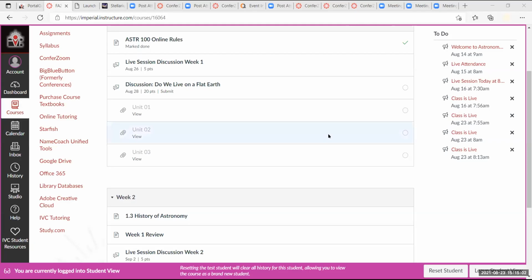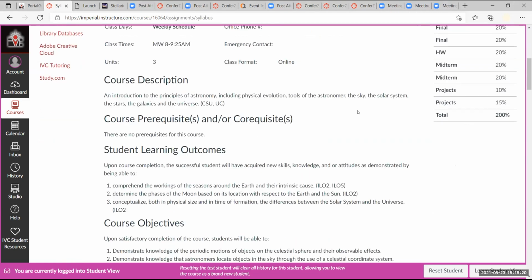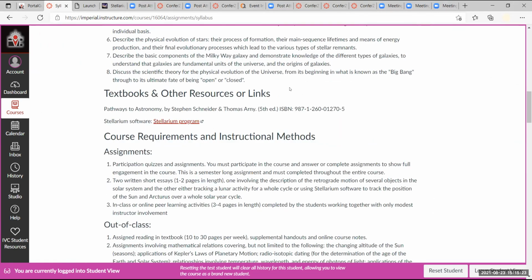Stellarium, because last week I talked about Stellarium, and I showed you on Canvas, on the syllabus, where to go and find it. So let me go back and share the screen to make sure that we're on the same page, that everybody is doing the same thing. I should be sharing the screen that shows the view from the vantage point of the student. Obviously, this account is not a real account, it's just for testing purposes. If I go into the syllabus again and scroll down until I find textbook and other resources, it gives you the textbook that is required for the class.